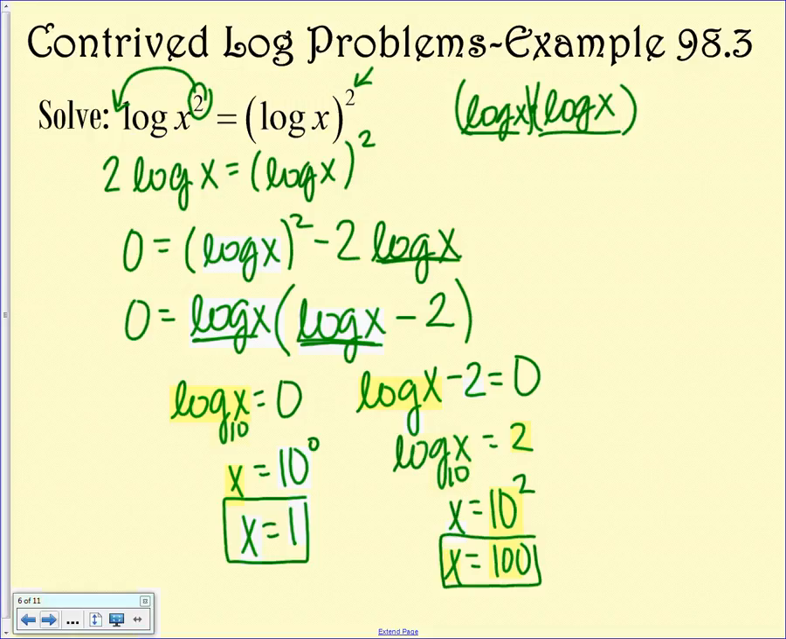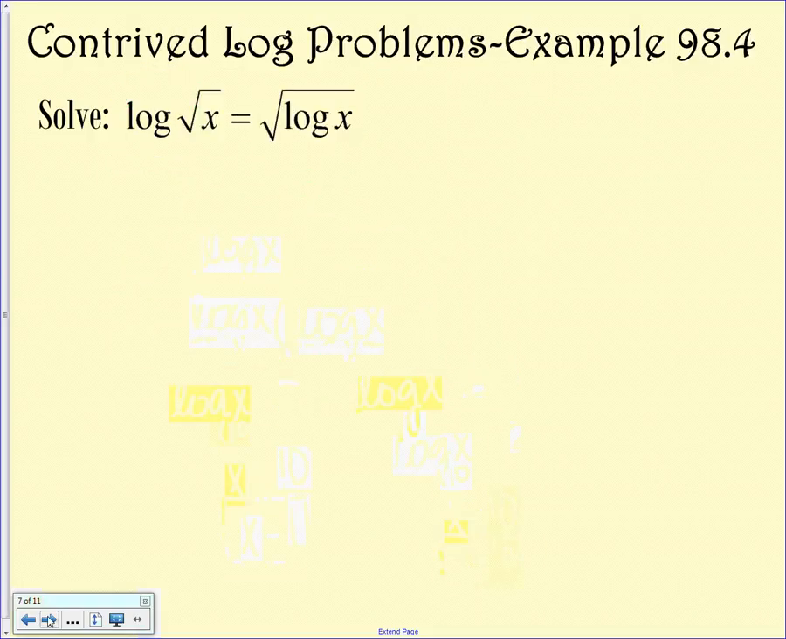Okay? So that is one type of contrived log problem. Let's look at another contrived log problem. We've got the log of the square root of x and the square root of log of x. So again, those are two different things. One is taking the square root of the x, and one is taking the square root of the log of x. So the first thing we want to do is to write them as fractional exponents instead of with the radicals.